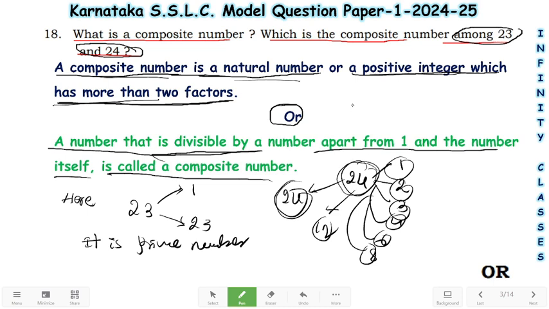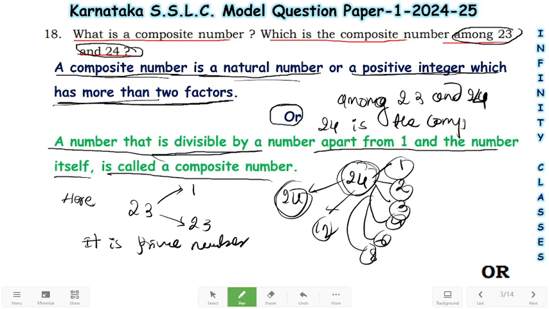Now we can conclude, among 23 and 24, 24 is the composite number. So you have to solve in this manner.